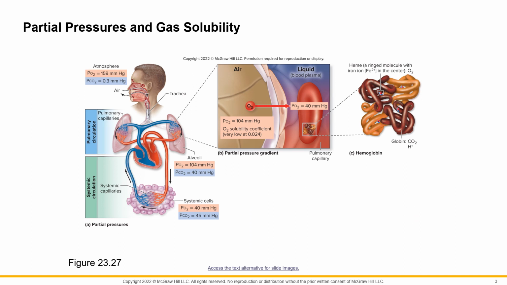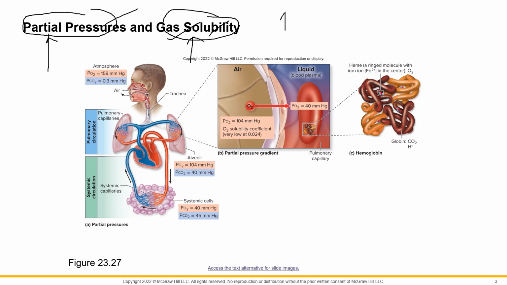The next law refers to partial pressures and gas solubility. This law is referred to as Henry's law. According to Henry's law, the higher the partial pressure, the higher the gas solubility. So partial pressure and gas solubility have a directly proportional relationship.